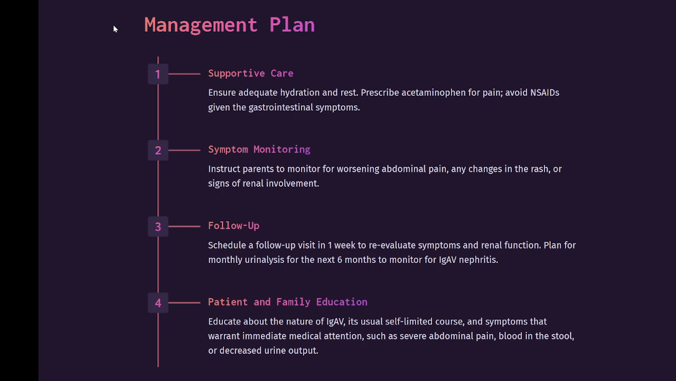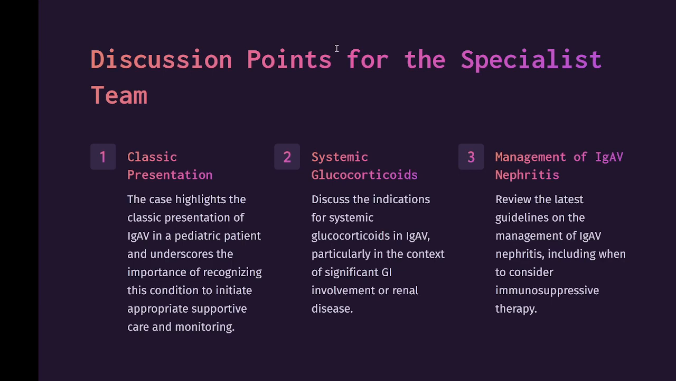Discussion points for the specialist team. The case highlights the classic presentation of IgAV in a pediatric patient and underscores the importance of recognizing this condition to initiate appropriate supportive care and monitoring. Discuss the indications for systemic glucocorticoids in IgAV, particularly in the context of significant GI involvement or renal disease. Review the latest guidelines on the management of IgA nephritis, including when to consider immunosuppressive therapy.